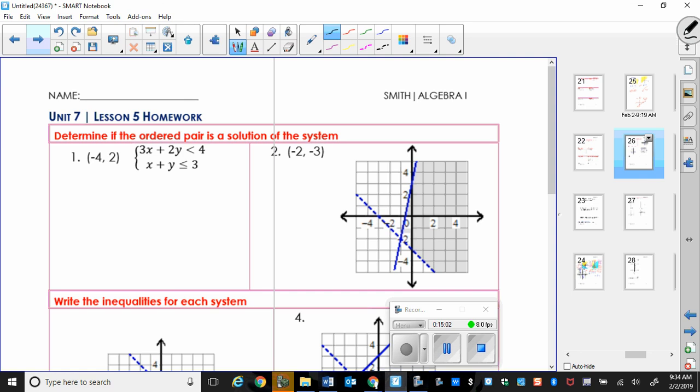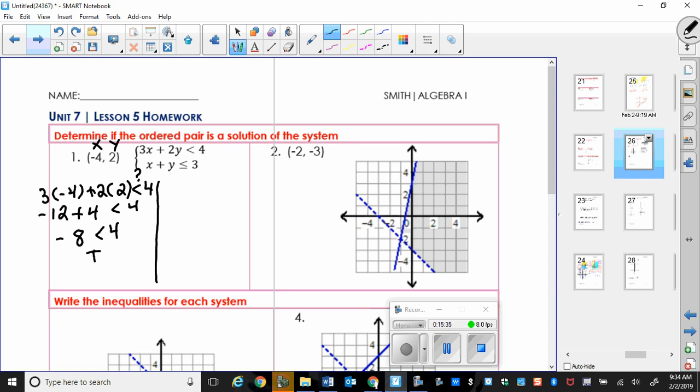The first problem is whether or not a point makes this system true. So does this point x and y make the system true? You test whether it's true. So 3(-4) + 2(2), is this less than 4? When you insert these coordinates, is this statement true? So -12 plus 4 is less than 4. Is -8 less than 4? This is true.